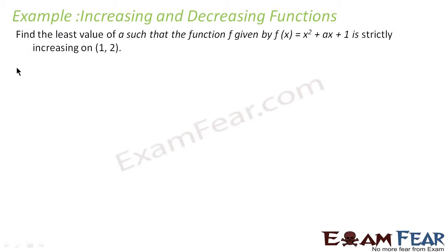Let's take a different example here. Here we have to find the least value of a such that this function is strictly increasing on this particular range. Here the question is a little different. Here we have to find the value of a for which this function is strictly increasing. The first thing you have to do is find f dash x, because if f dash x is greater than 0, then only my function is strictly increasing as mentioned.